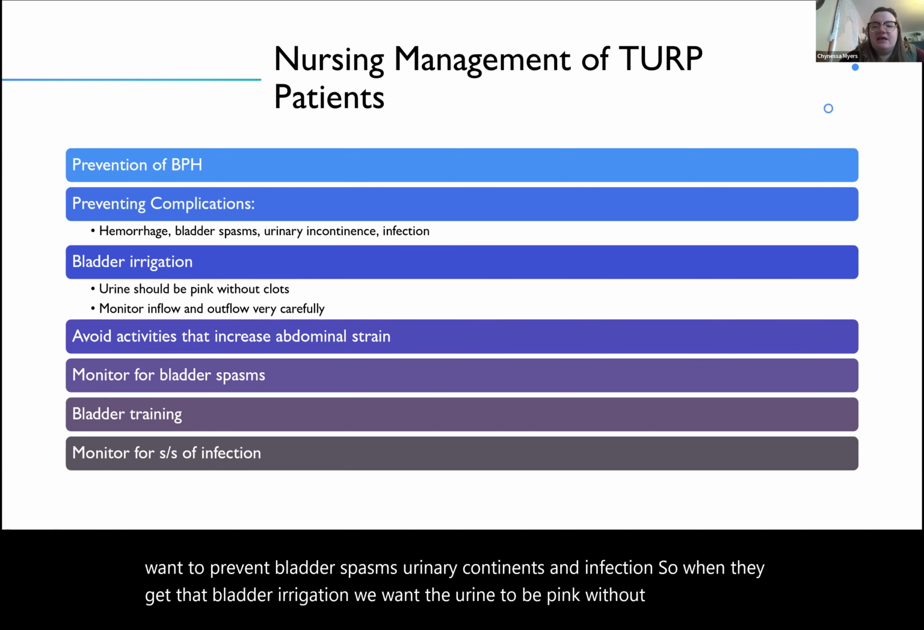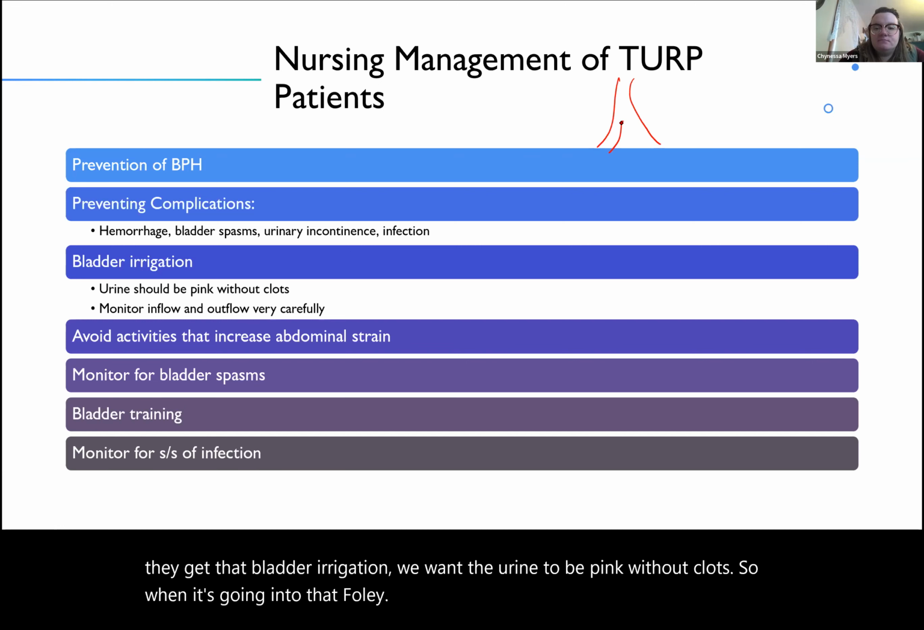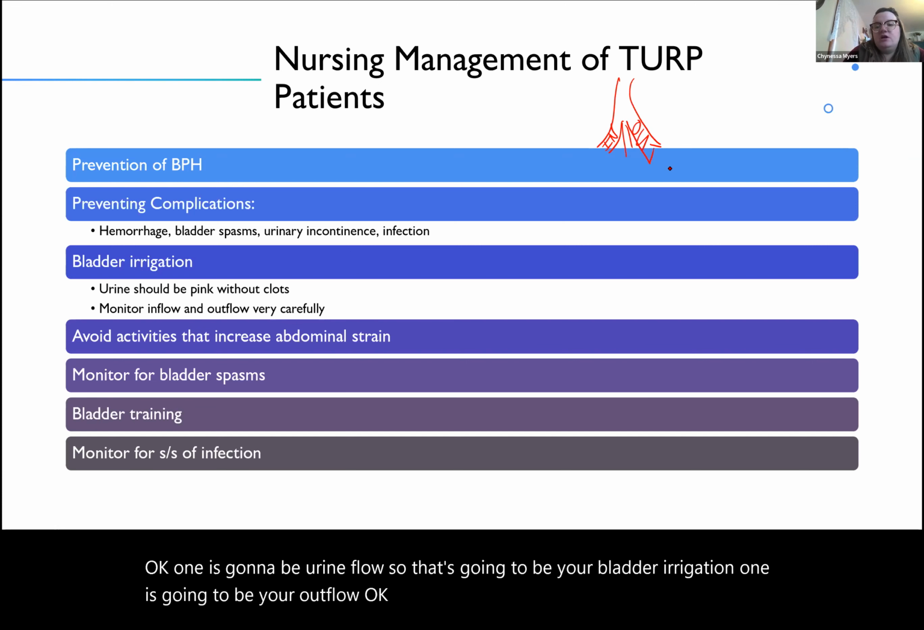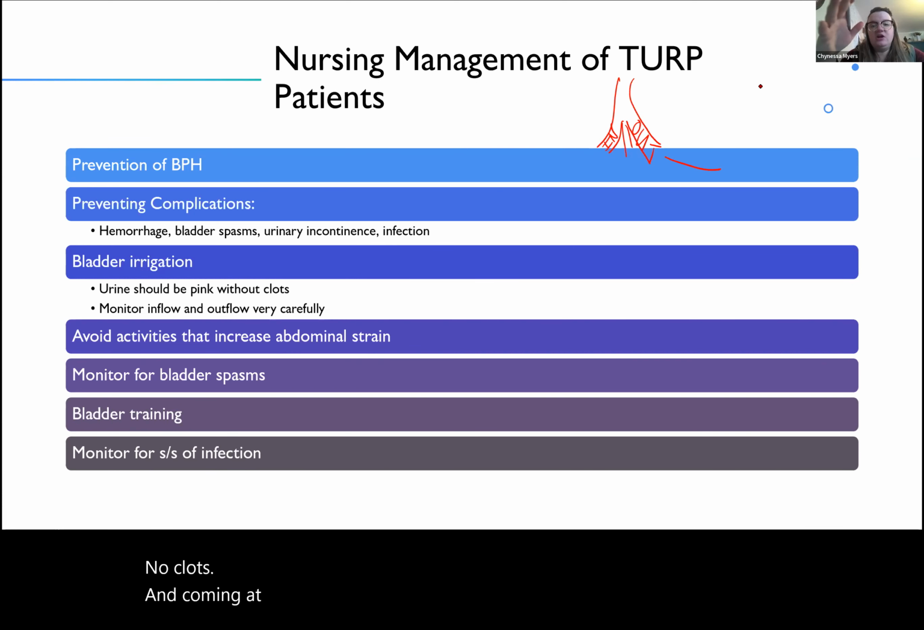So when it's going into that Foley, one's going to be your inflow, so that's going to be your bladder irrigation. One's going to be your outflow. Don't worry about which tube's which. Your outflow should be light pink, no clots, and coming at a pretty regular rate. Your inflow will be totally clear.